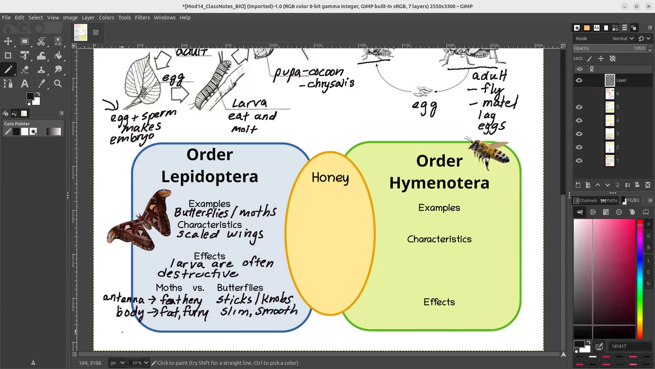And when they're resting, like resting on a flower, a moth will perch with its wings open, where a butterfly will perch with its wings closed.